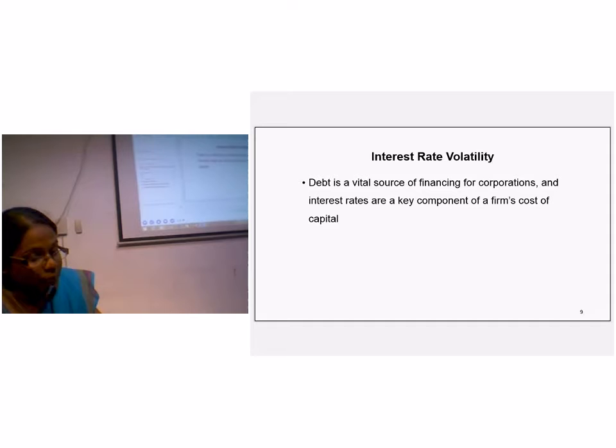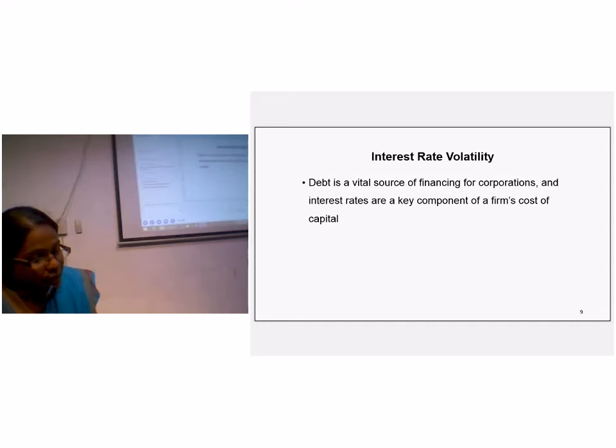Now I hope you can remember the sources of finance, okay? Capital structure of a business. So what are the two main components of a capital structure? Debt and equity. So we can find finance through debt or through equity. If we are thinking about equity, we have a cost of equity. If we are focusing on debt, we have a cost of debt. So interest rate relates to this cost of debt. When interest rate is increasing, our cost of debt will increase.